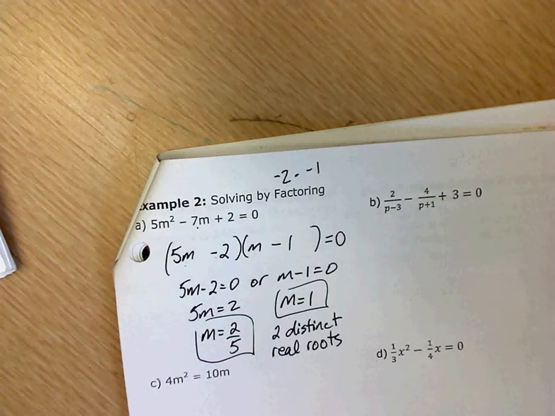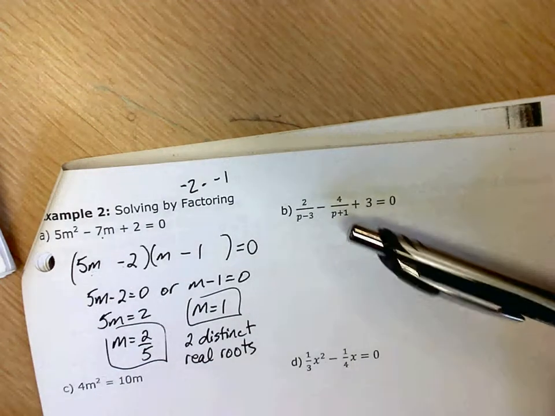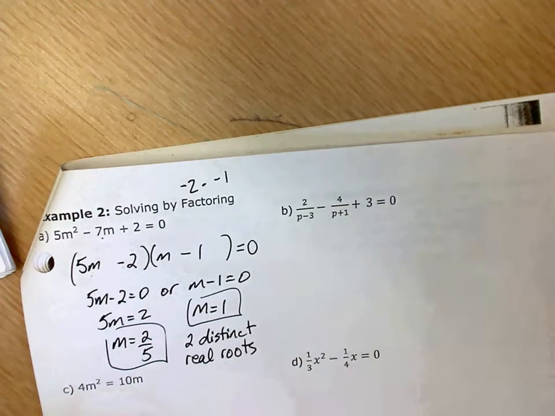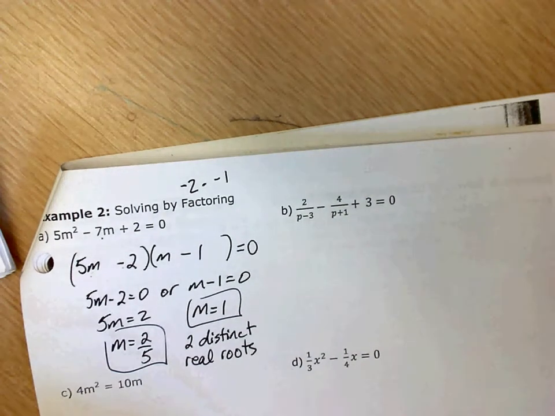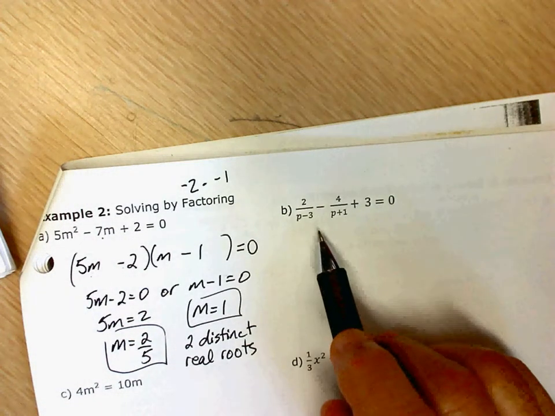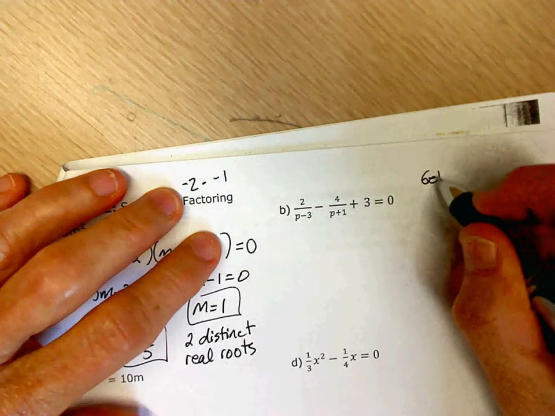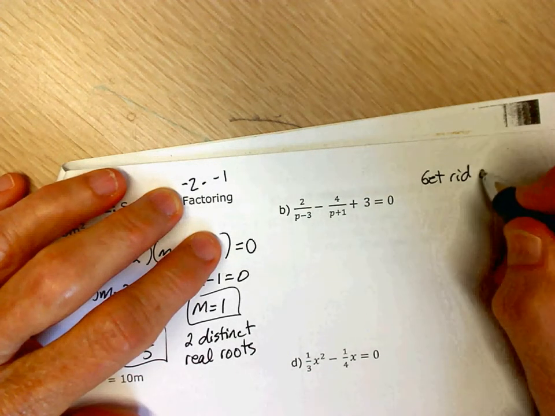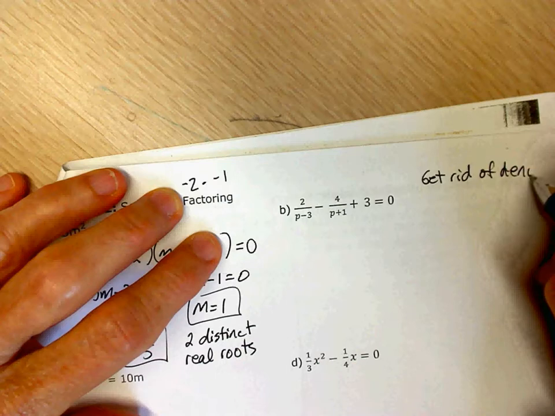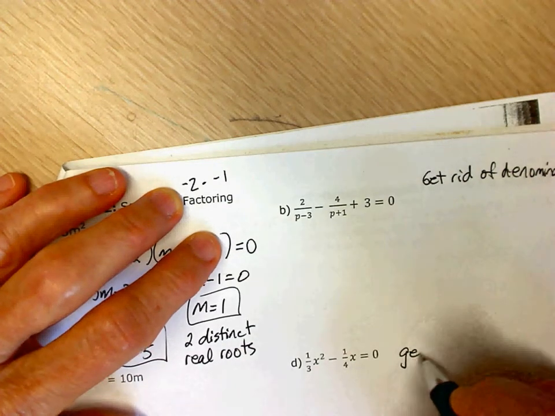Okay, how are we going to do this one? What's our first step? Yeah, what we really want to do is get rid of the denominator. Get rid of denominators to solve. Again, here, get rid of denominator. First step.